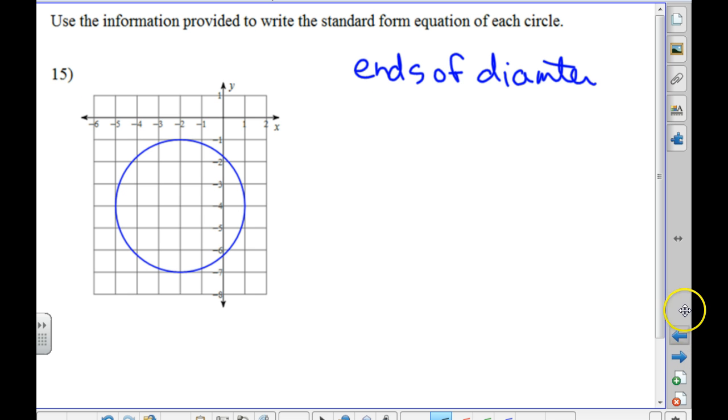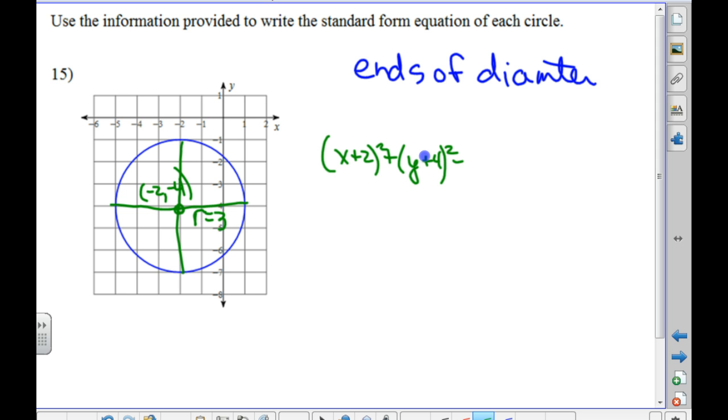All right, and this one, what about this guy? The radius is 3, that seems right. (x + 2)². Negative 2, negative 4 is the center. I agree with Scott. Are we okay? I remember doing that.